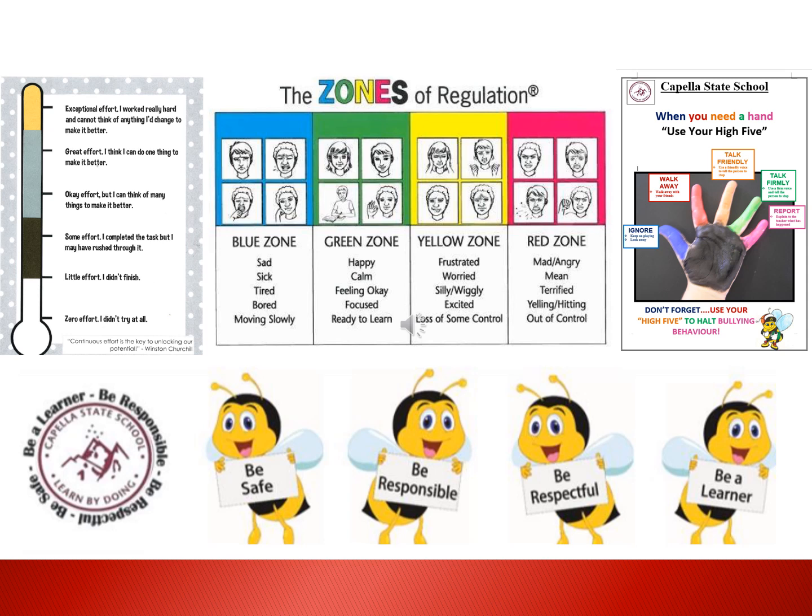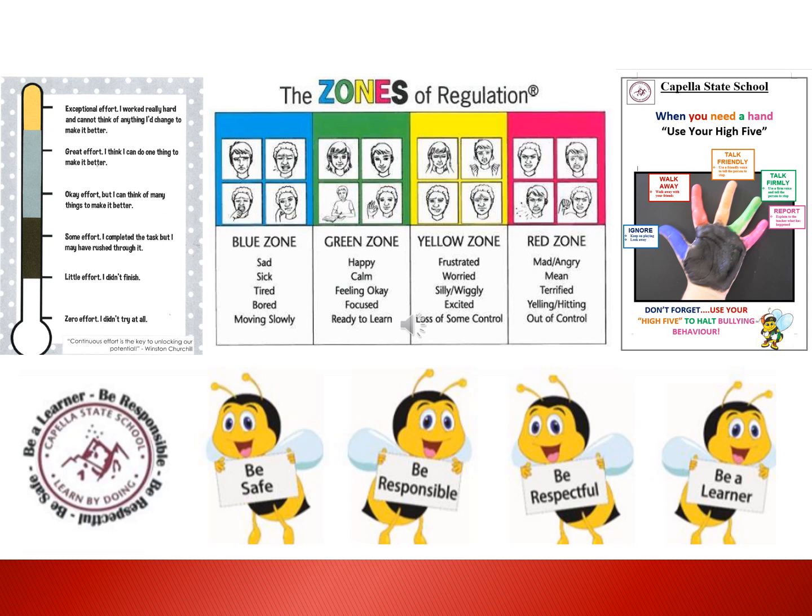In each classroom we do the zones of regulation, and that's a daily check-in with our teachers and students to see where the children are at, ready for learning, or whether they need a bit more intensive support to get their day turned around. One of the other things we talk about constantly at Capella State School is the effort meter. So we talk about gold, silver and bronze effort.